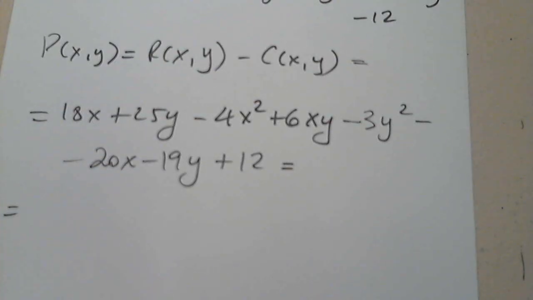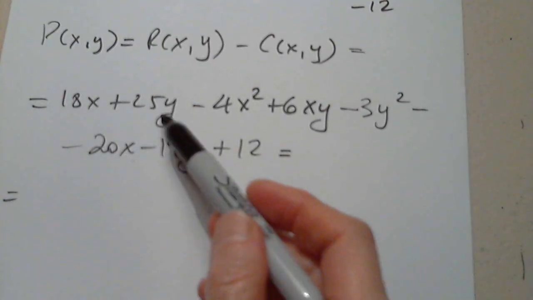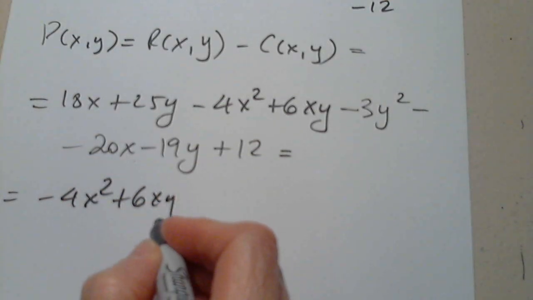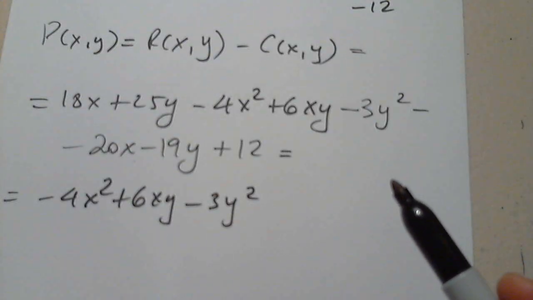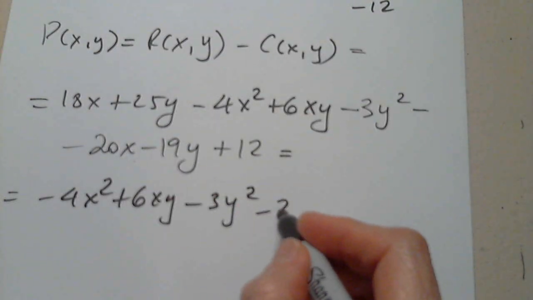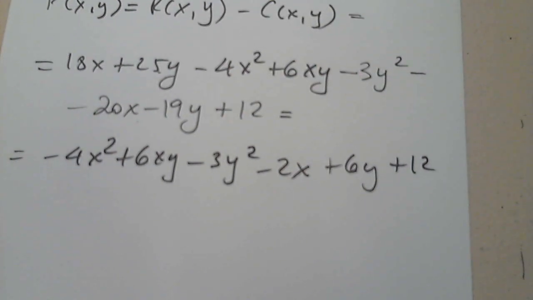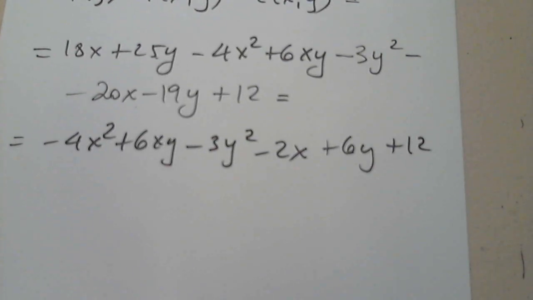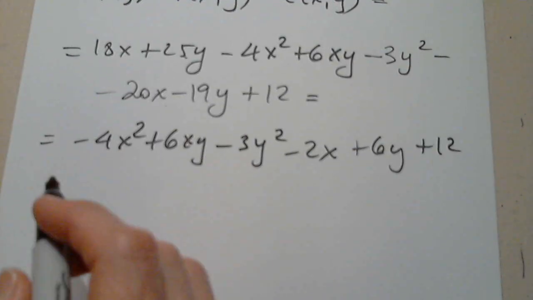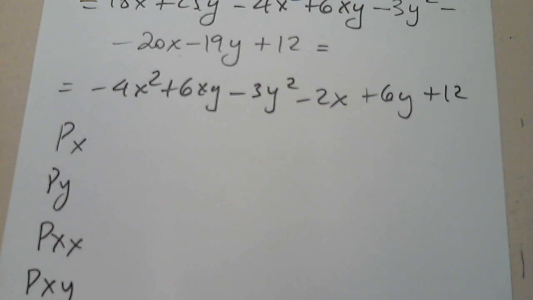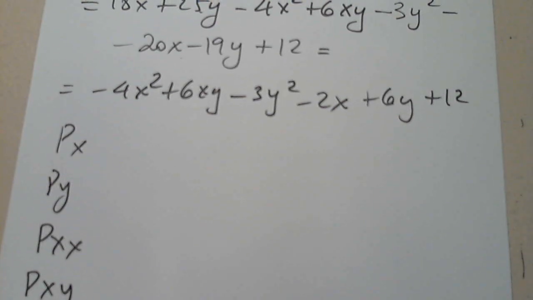So now I'm going to try to clean it up as much as I can because I can combine these two, nothing else. So negative 4x squared plus 6xy minus 3y squared. And now minus 2x and then plus 6y and plus 12. This is the function we have to work with. And we have to find 6 partial derivatives: Px, Py, Pxx, Pxy, Pyy, and Pyx.